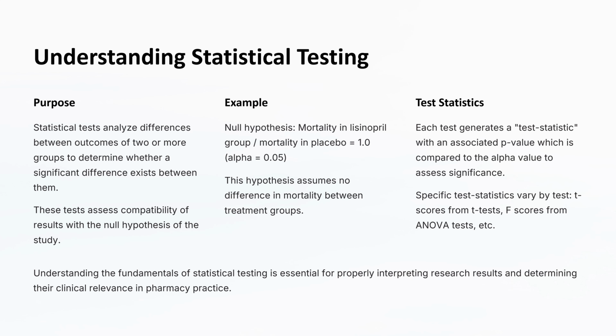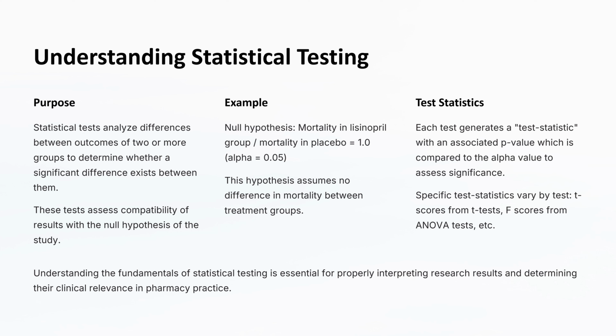The purpose of a statistical test is basically to analyze the difference between two groups for an outcome and see if they're actually different by chance or if you can actually truly say they're different. And it can be more than two groups as well. So it assesses the compatibility of the results with the null hypothesis that you set for the study.